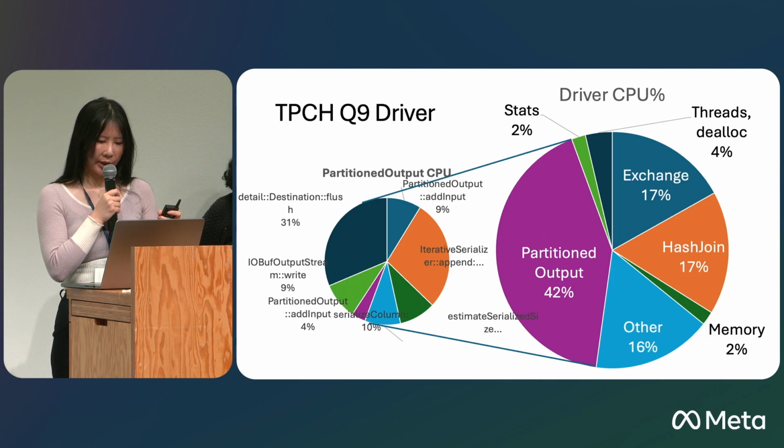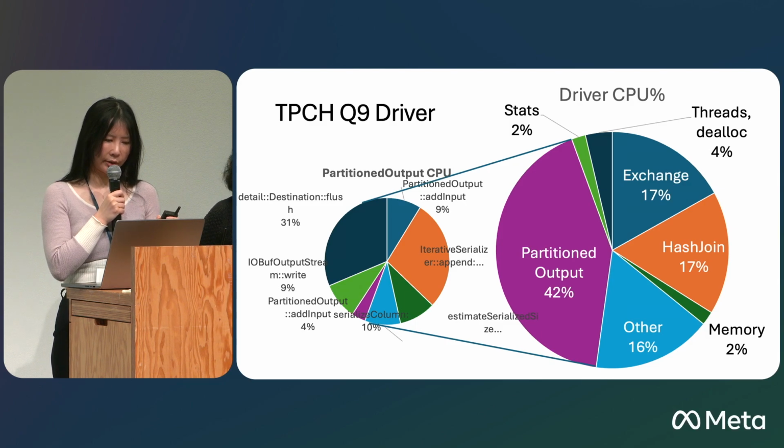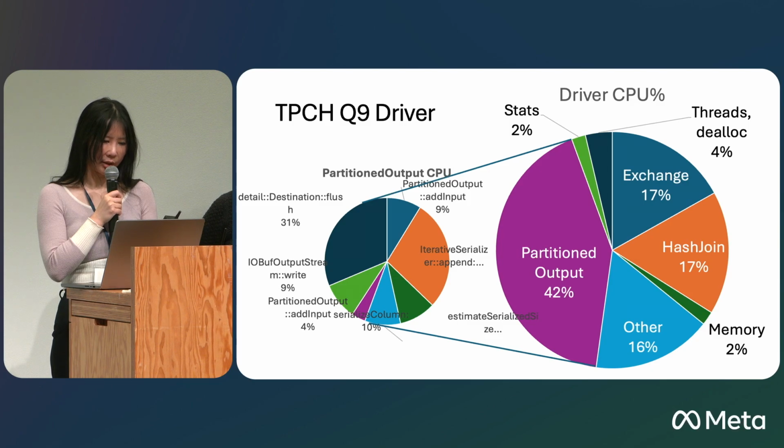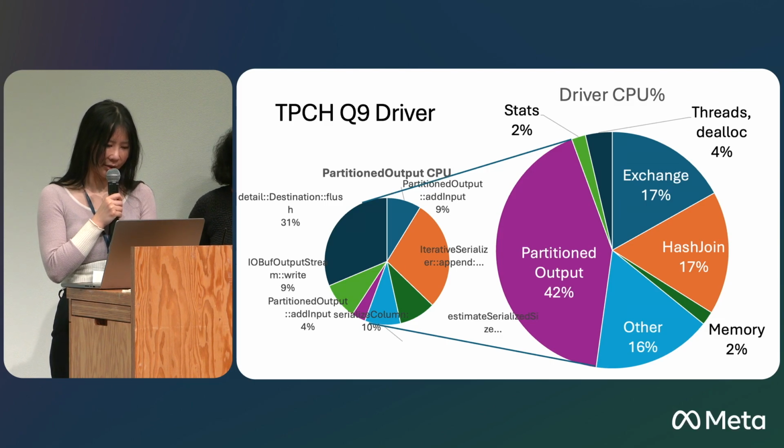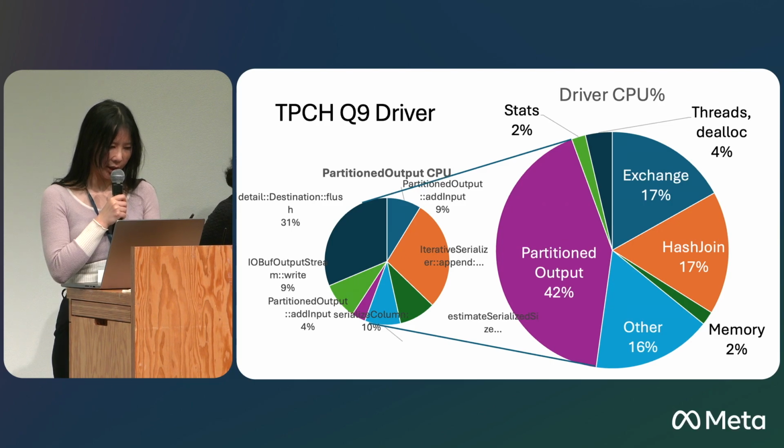Within this partition output operator itself, which is the small pie chart to the left, you can see most of the time was spent in the serializer, like serializer appending, and also estimating the serialized row size, which is the green part, nearly 10%. And the CRC flush takes 31%, which is mostly in CRC32.